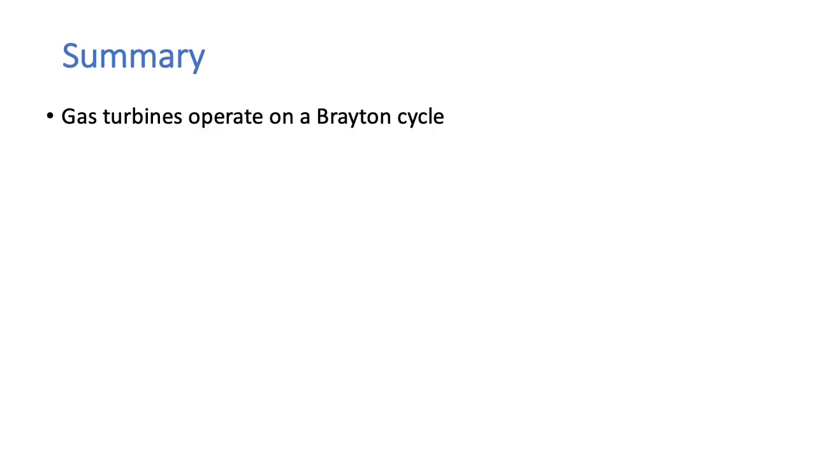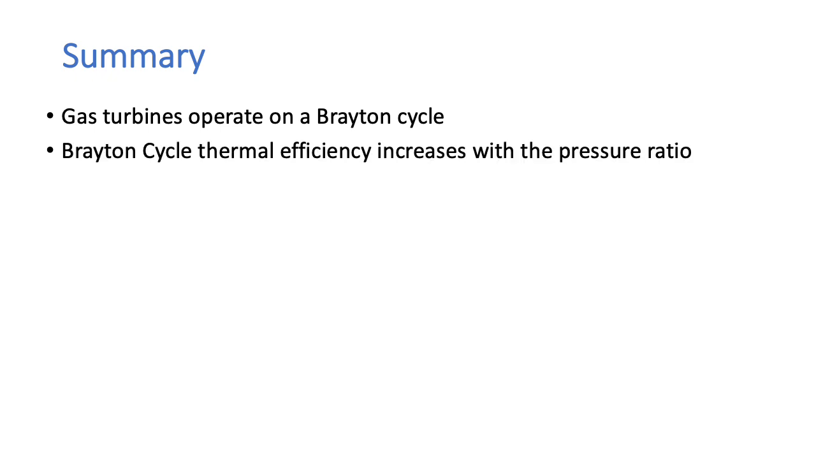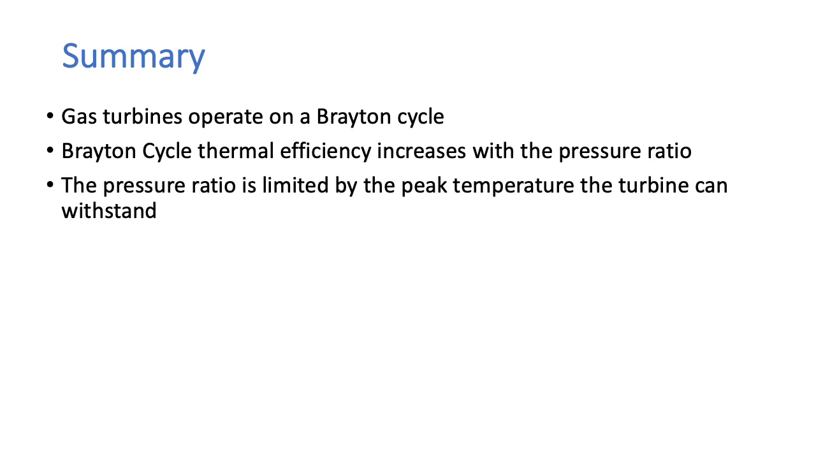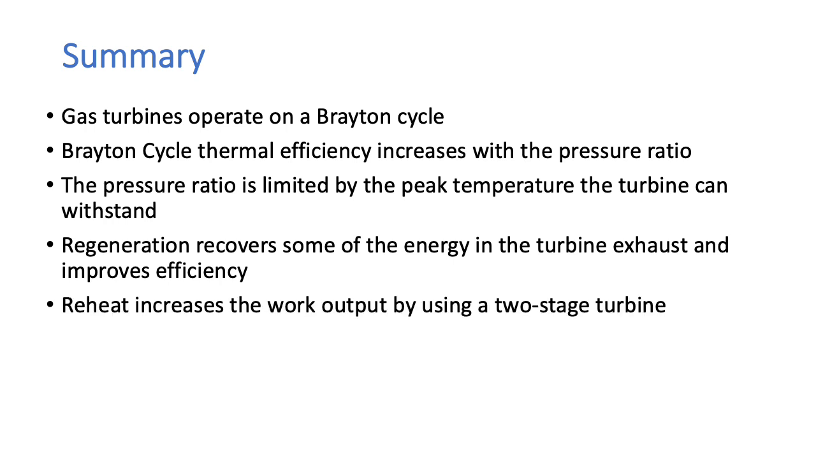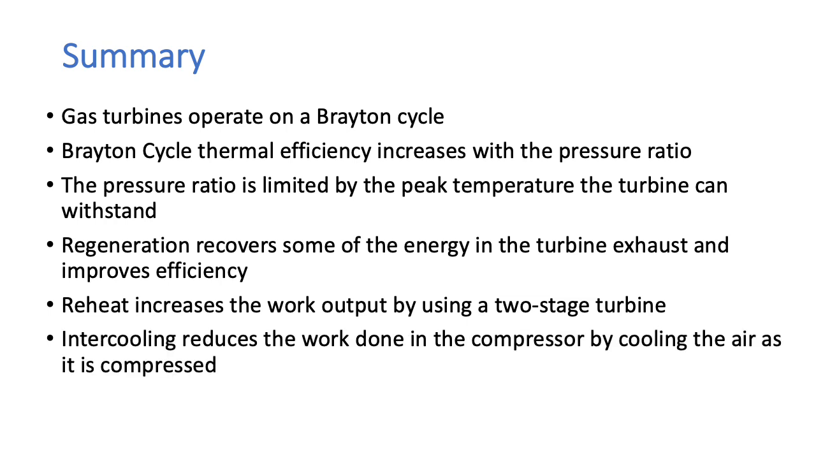To summarize, gas turbines operate on a Brayton cycle. The Brayton cycle thermal efficiency increases with the pressure ratio. The pressure ratio is limited by the peak temperature the turbine can withstand. Regeneration recovers some of the energy in the turbine exhaust and improves efficiency. Reheat increases the work output by using a 2-stage turbine. Intercooling reduces the work done in the compressor by cooling the air as it is being compressed.